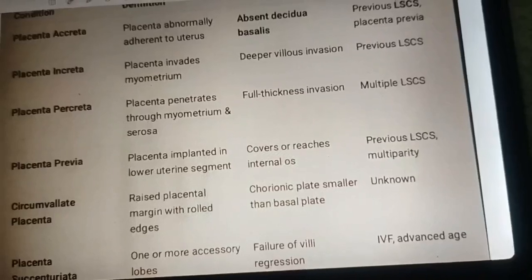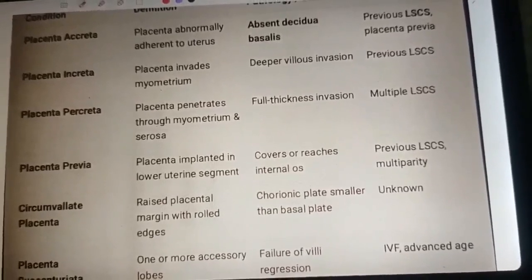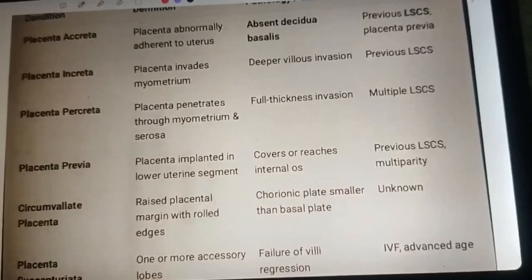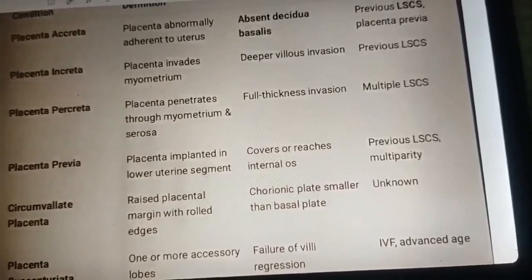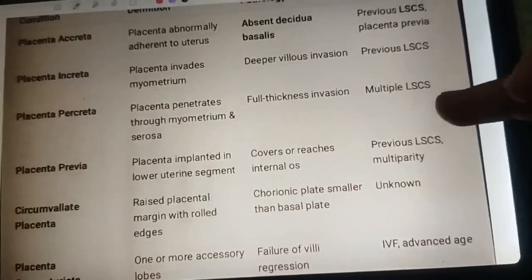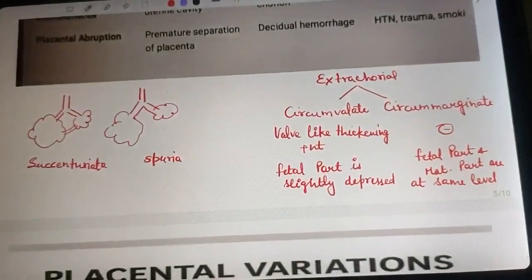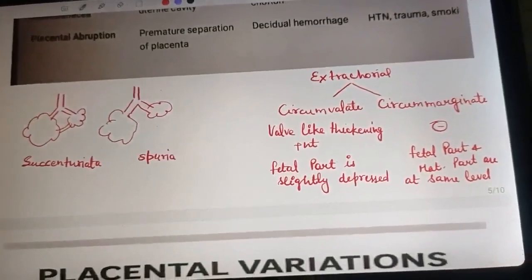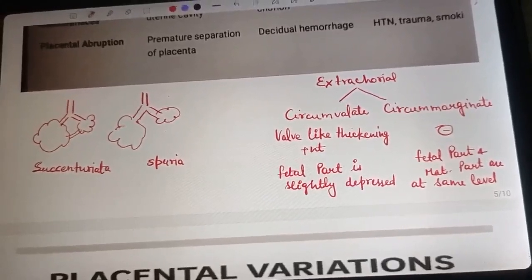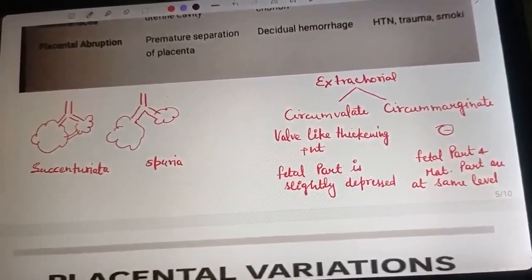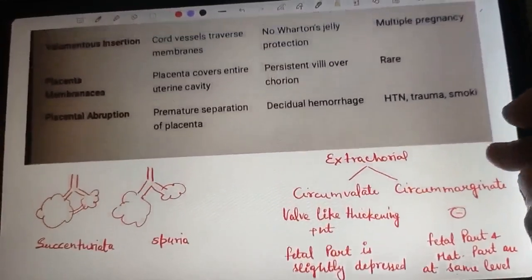Normally, area-wise, the fetal part is equal to the maternal part. If the fetal part, that is the chorionic plate, is smaller than the maternal surface, that is the basal plate, and this transition is smooth, then it is known as circummarginate placenta. It means the wall-like thickening is absent. If wall-like thickening is present, then it is known as circumvallate. In this, the fetal part is slightly depressed, and in circummarginate they both are at the same level.